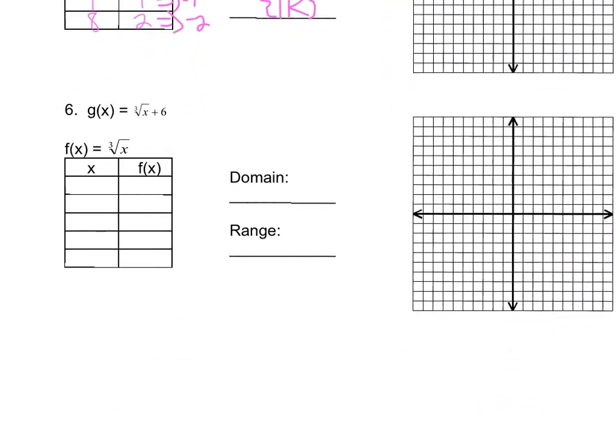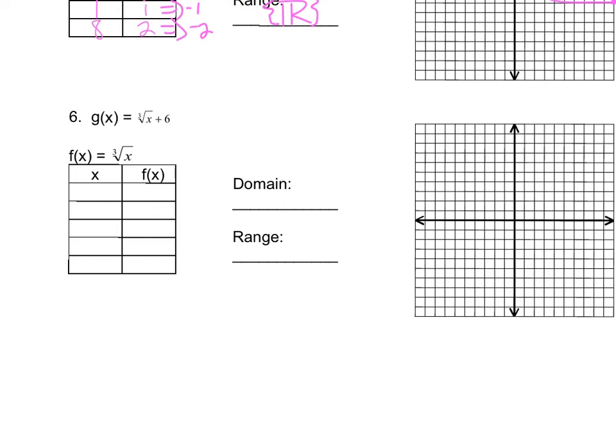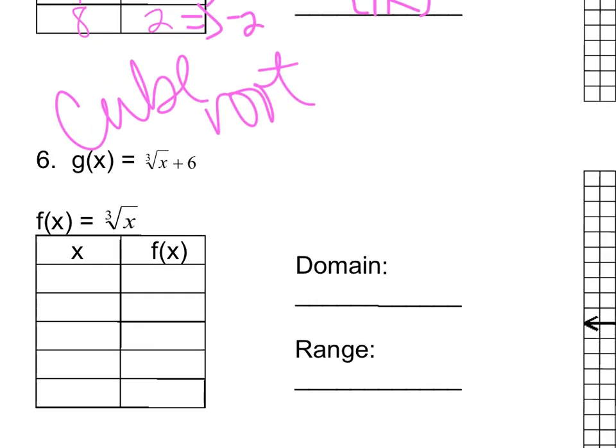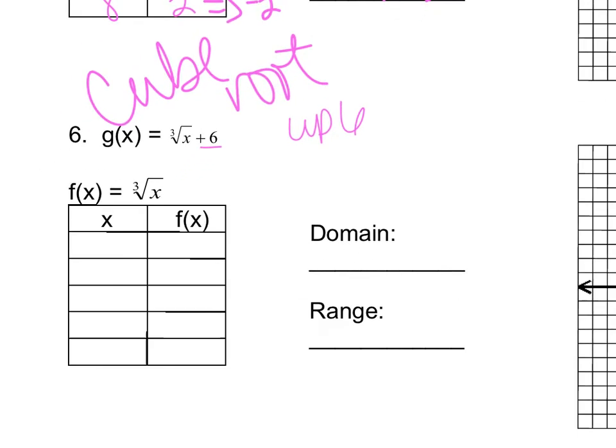Okay, let's take a look at 6. This is also cube root. Notice this time, +6 is on the outside of the radical. If it's on the outside of the radical or outside of the parentheses, that's a vertical shift. Since it says plus, we're going to be going up 6. That's the only transformation from our parent function on this one.